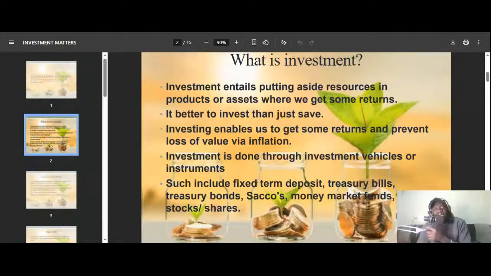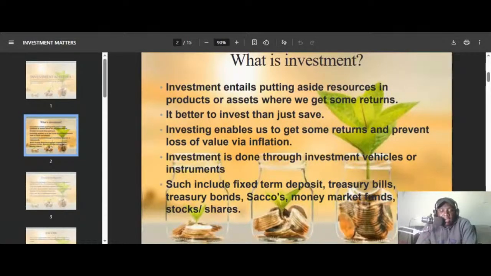So let's start by trying to define what an investment is. As I have indicated there, investment entails putting aside resources in products or assets. That is the first thing. And then you place those resources in a way that you'll be able to get some returns. Those are the two vital things that give meaning to the word investment: number one, there must be some resources to be allocated, and then you must get returns. Anything that is not giving you a return does not qualify to be called an investment.